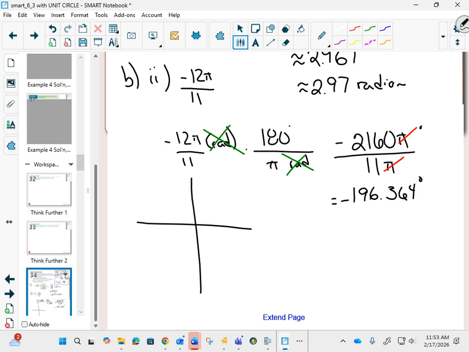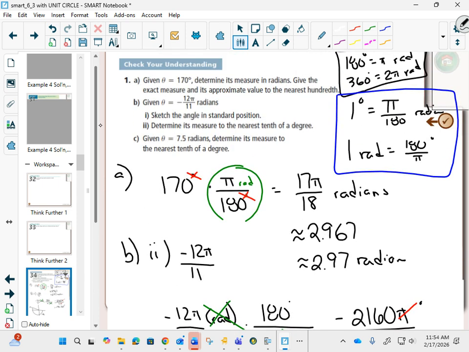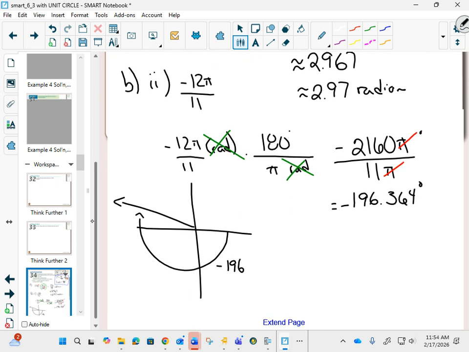The reason I changed it first is because right now, your brain works better in degrees than it does in radians. If I got you to sketch negative 196 degrees, would you agree that it's going in this direction? If you go past 180 a little bit further, this seems like a good estimate for negative 196 point. Did it ask me to round it to a certain decimal? Nearest tenth. 196.4.